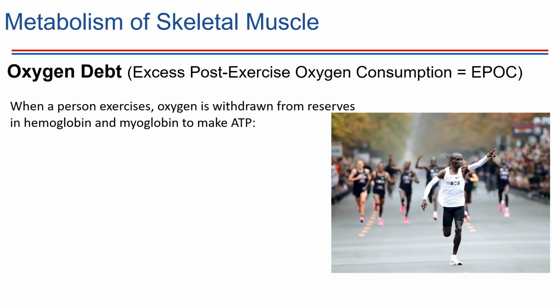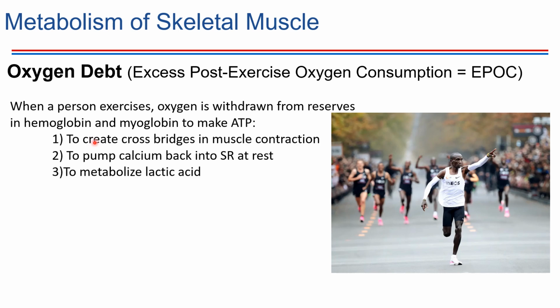In our last slide here, we're going to take a look at oxygen debt. The fancy name for this is excess post-exercise oxygen consumption, or we're just going to call it EPOC. Basically, when you're exercising, oxygen is taken out of your reserves, and those reserves are our hemoglobin and our myoglobin. We're going to use that oxygen to make our ATP. And remember, we need that to create our cross bridges in muscle contraction, to pump the calcium back into the sarcoplasm, and to metabolize our lactic acid, because as you're building up that lactic acid, you're going to need ATP.